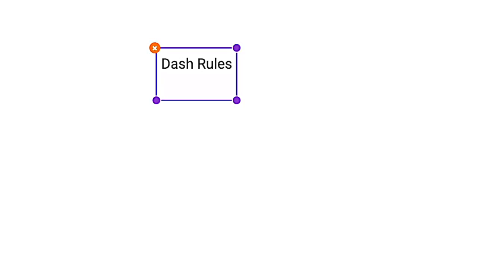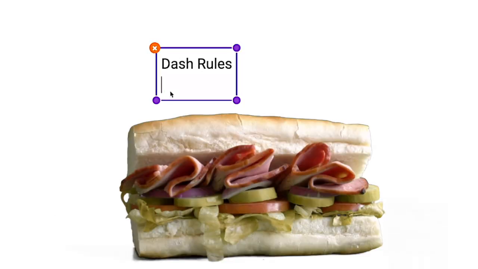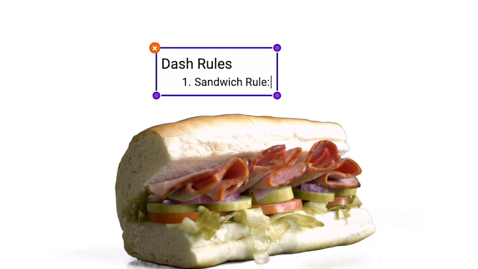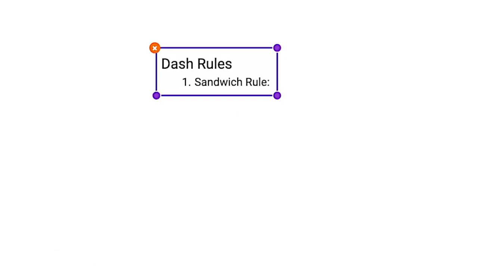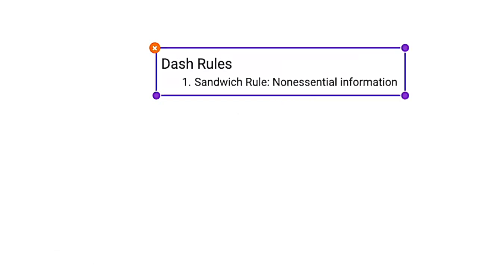The em dash is perhaps the most mysterious punctuation mark on the SAT, but if you understand these 3 rules, you will always know when and when not to choose it as your answer. Our first rule is what I like to call the sandwich rule. And the sandwich rule is when we have non-essential information sandwiched between 2 dashes.